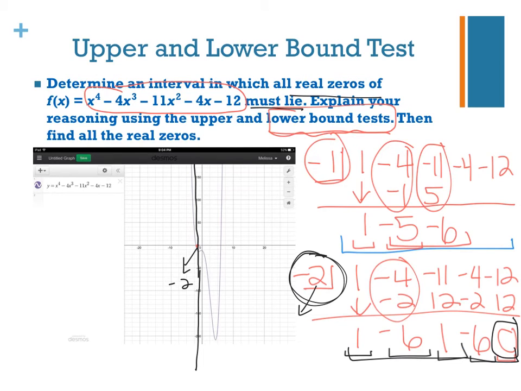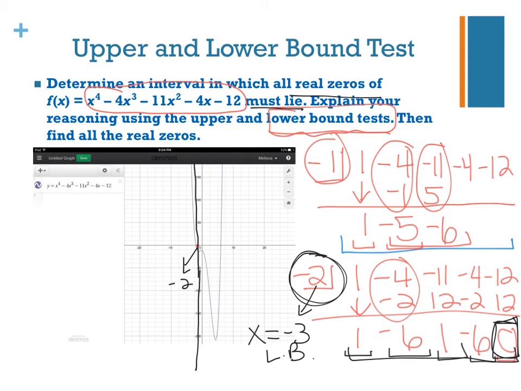To summarize, you cannot have a lower bound that is a 0 of the function. So if that happens to you and you get a 0 as a remainder, you decrease the number by 1. And so in this case, I know that x equals -3 is going to be my lower bound.